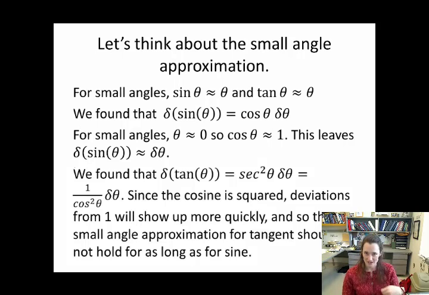Okay, let's talk about tangent of theta. The uncertainty in tangent of theta is going to be secant squared of theta times delta theta. Okay, so that's secant, in case you've forgotten, is 1 over the cosine. So that's 1 over cosine squared of theta times delta theta.